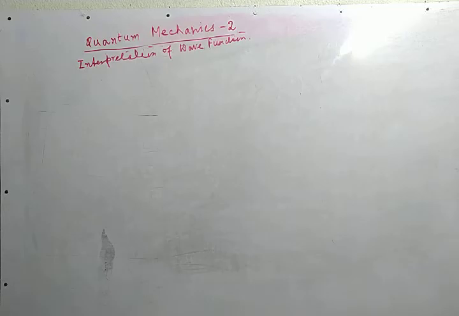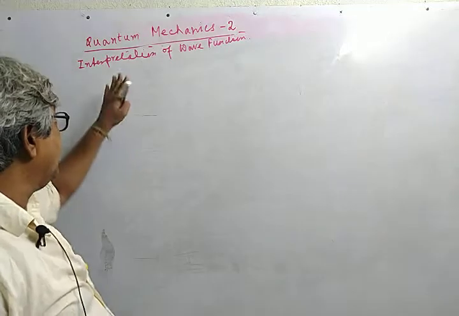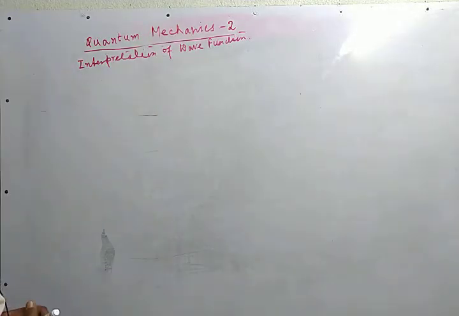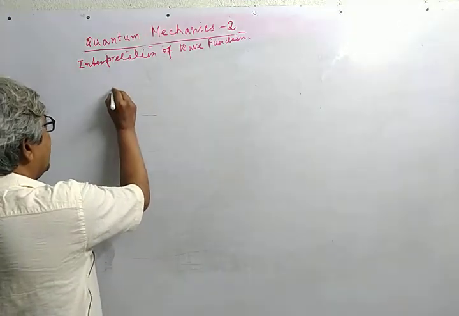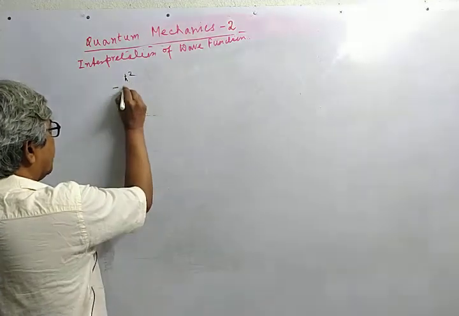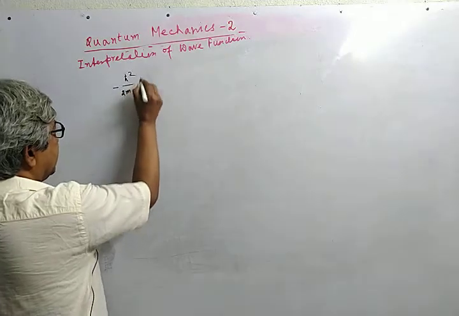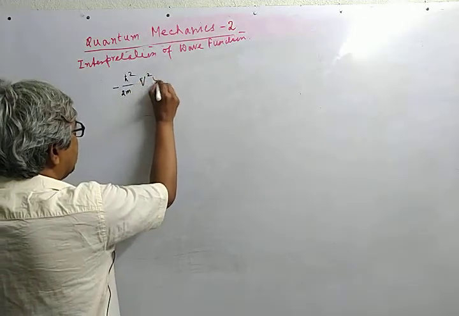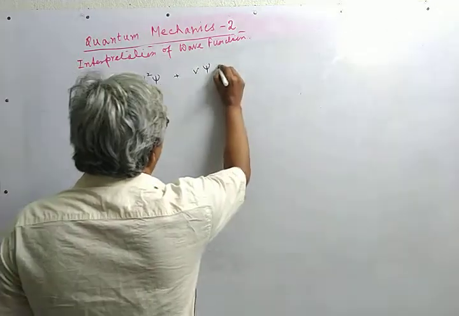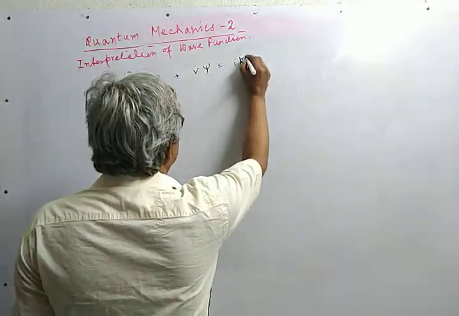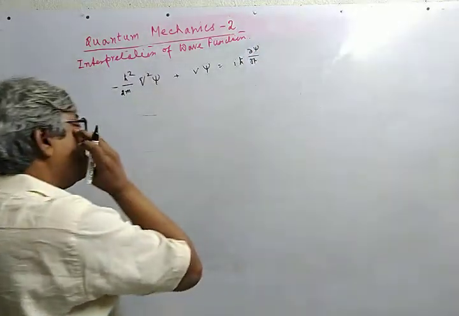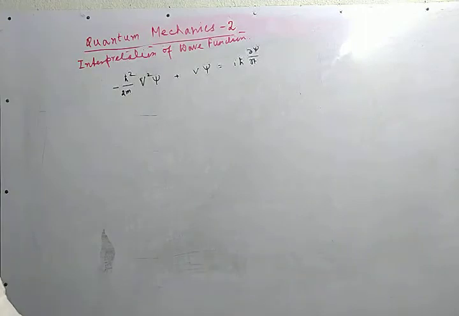This is the second lecture on quantum mechanics. Today we shall discuss the interpretation of the wave function. In the earlier class we have arrived at the Schrodinger equation, where the time dependent equation is, this is the time dependent Schrodinger equation in 3D.